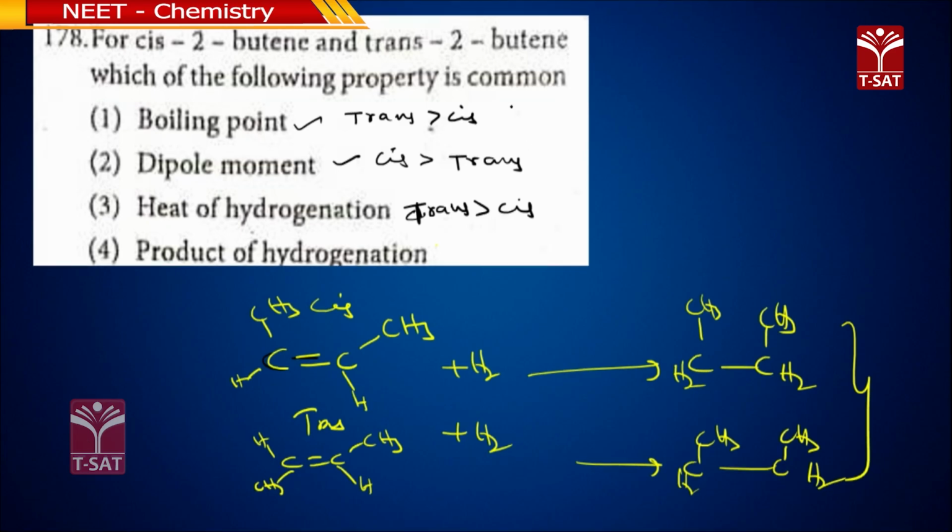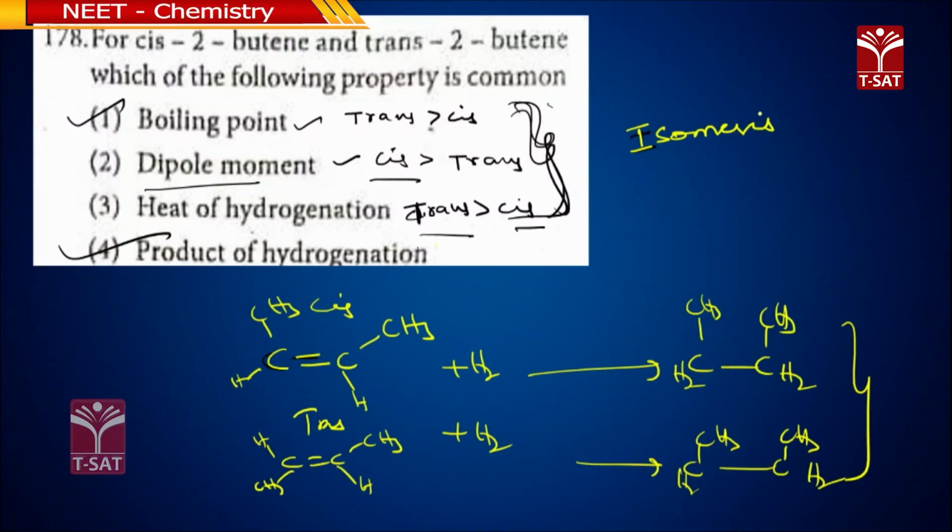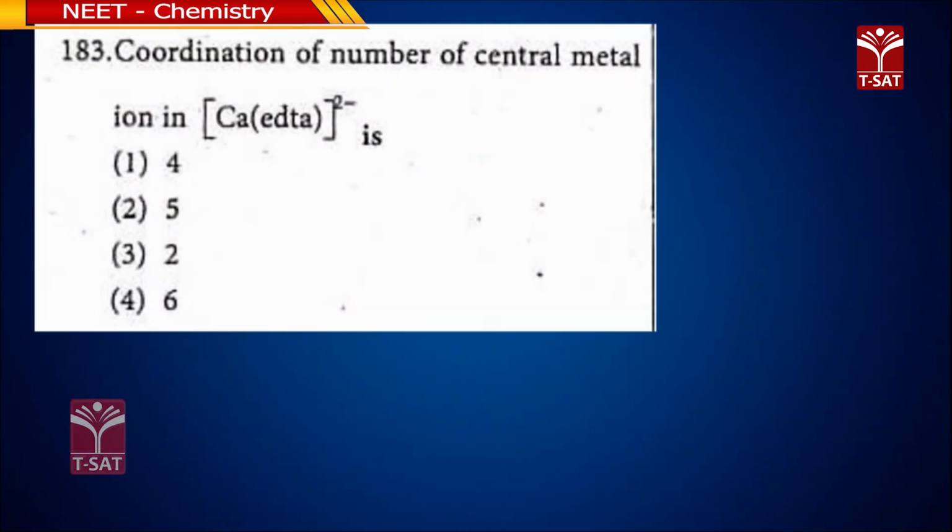You just have to remember this, these are very important. Boiling point is more for trans than cis because it is more stable. Dipole moment is more for cis than trans. Heat of hydrogenation is more for cis than trans. You will get questions on this. But your correct answer is the fourth option: the product of hydrogenation is the same for both cis and trans. So this is again an isomerism question. And see the next question.